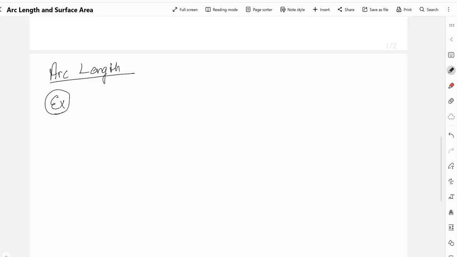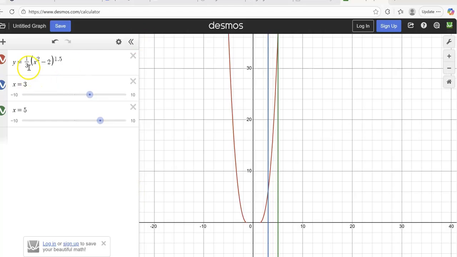Let's say we have the function y equals 1/3 times x squared minus 2 to the 3/2. We want to know the arc length from x equals 3 to x equals 5. So I'm going to start by drawing a picture so you can see what's going on. I've graphed our function here, 1/3 times x squared minus 2 to the 3/2. That's that red function.